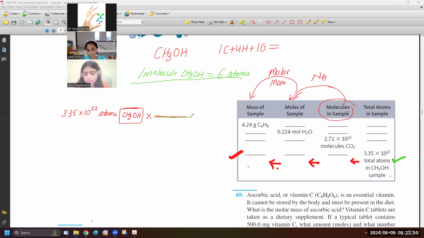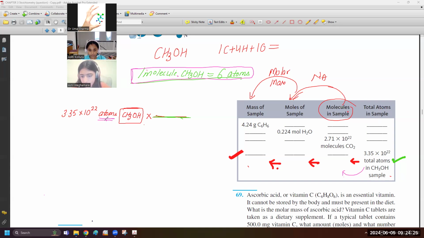How should I plug in the ratio here? I want to go from atoms to molecules. So what should come in the numerator? Avogadro's number. Oh no, dear. Aditi, something is wrong with you today. See here, this is the ratio. I want to go from number of atoms to molecules. I know that if there are 6 atoms, then there is 1 molecule.